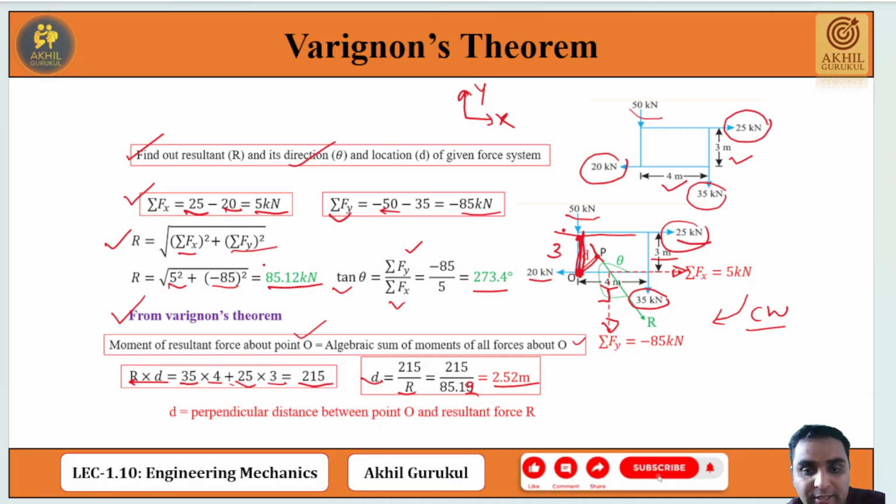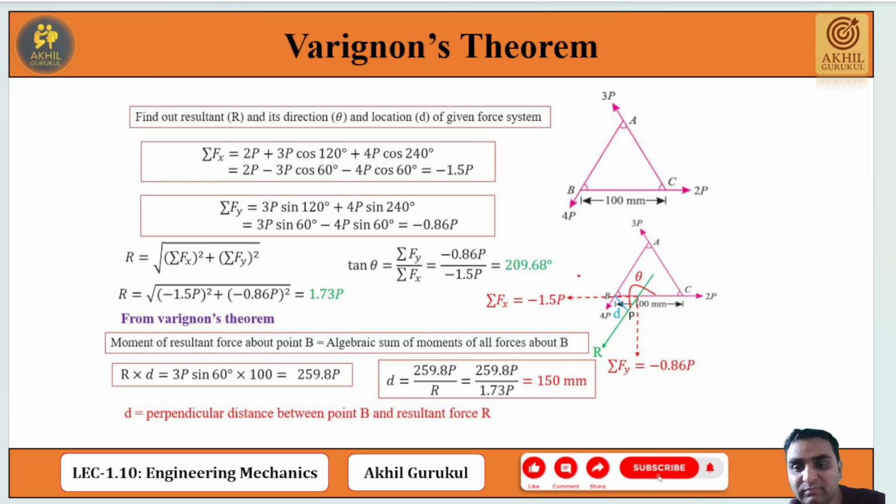So resultant is 85.12 kilonewton. Direction is 273.4 degrees, and the location is 2.52 meter from the O. The location of resultant is 2.52 meter from O.